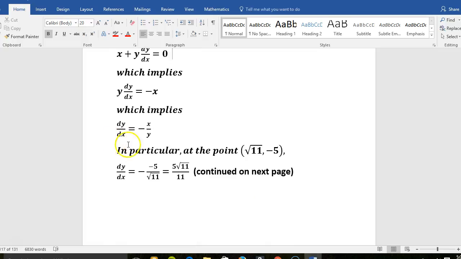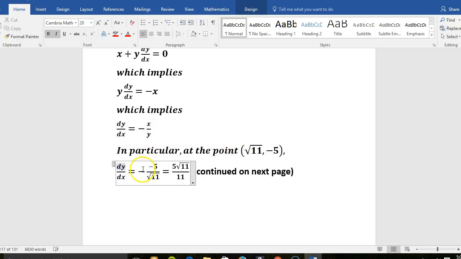in particular, if we were at the point radical 11, negative 5, and I'll give you that point, I wouldn't make you make this up. You can check that if I square radical 11, I get 11. If I square negative 5, I get 25. And 11 plus 25 is 36. x squared plus y squared is 36. So in particular, at this point right here, I would get negative x over y.